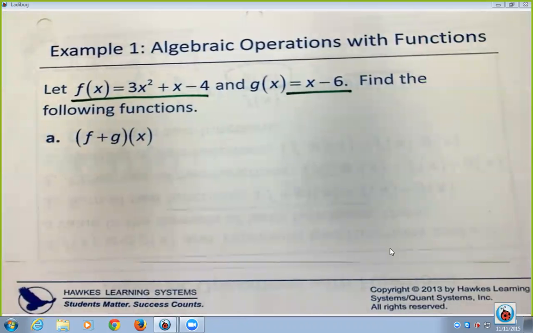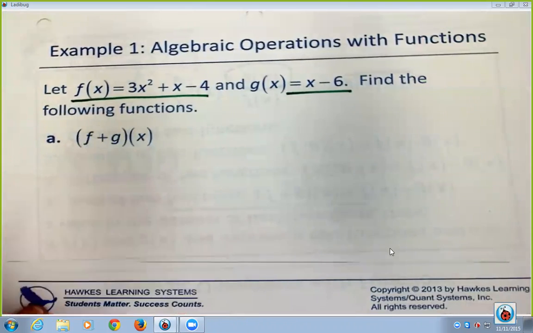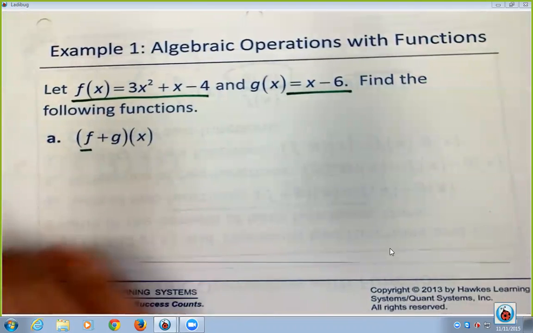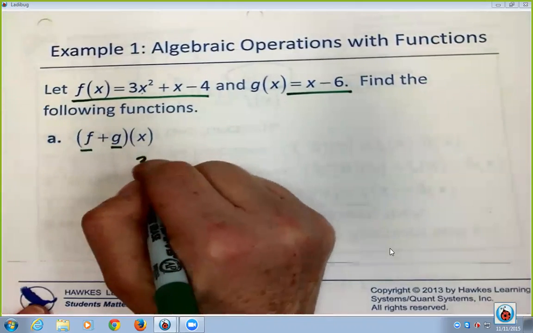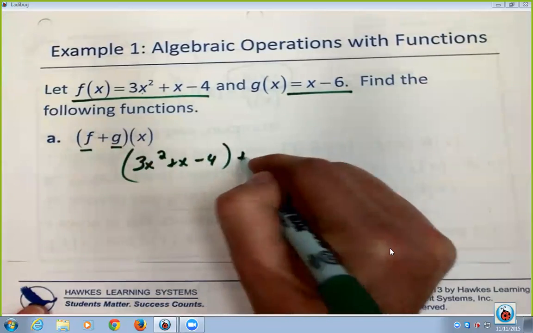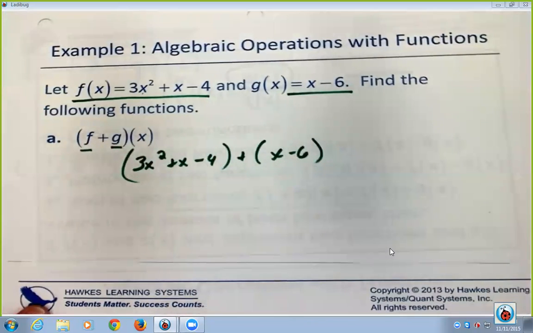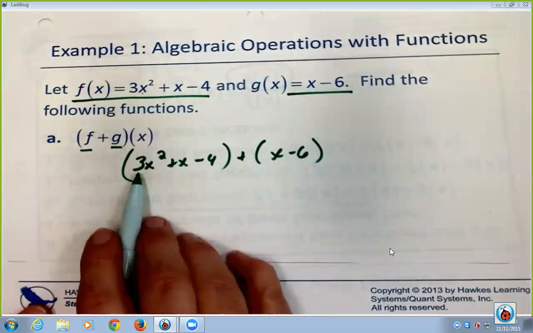And they'll always give you that. So then you look within your description of what you need to do. This says I'm going to take f, and I'm going to add g to it. So what that means is I'm going to have 3x squared plus x minus 4 plus x minus 6. So our mathematical process with this is pretty straightforward, because all I need to do is combine like terms.